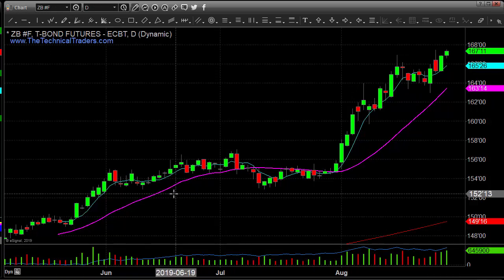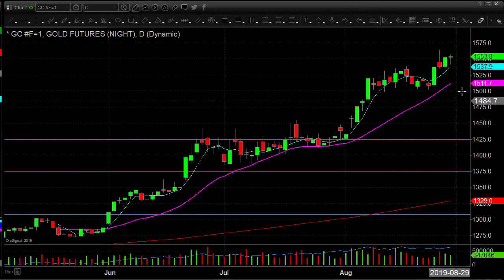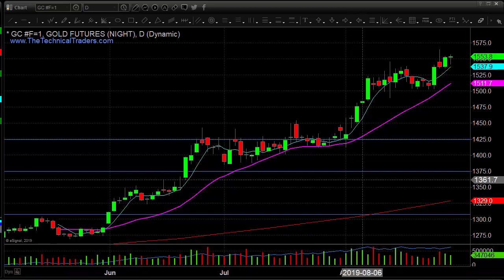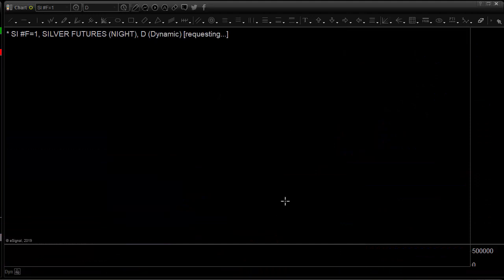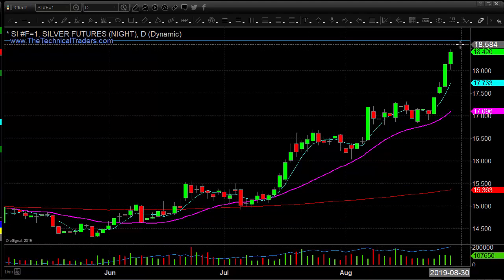Bonds are up 0.5%. Gold is up 0.1%, so not a whole lot for gold at the moment. Bonds continue to outperform gold at this point. Silver is really kind of taking off again. It's up another 1.4%, really just rocketing higher.